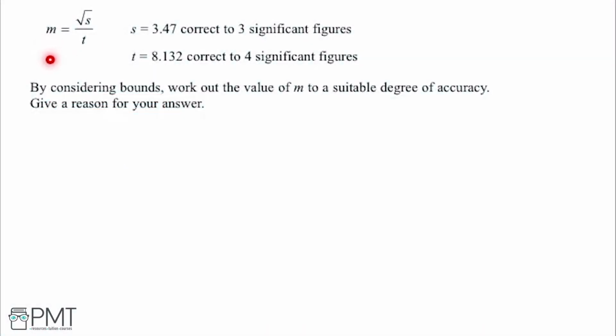So we've got this statement here. We've got that m equals the square root of s divided by t. We're told that s is 3.47 correct to 3 significant figures, and t is 8.132 correct to 4 significant figures. And by considering the bounds of these, we need to work out the value of m to a suitable degree of accuracy, giving a reason for our answer.